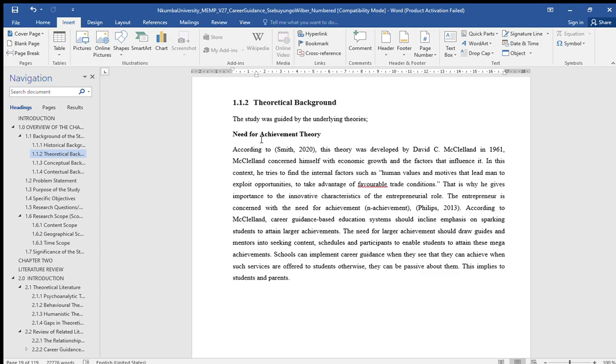You can have theory X, theory Y by Douglas McGregor. You can mention, if you're talking about teaching methods and students' progress in schools, what are the theories which support you to talk about teaching methods?